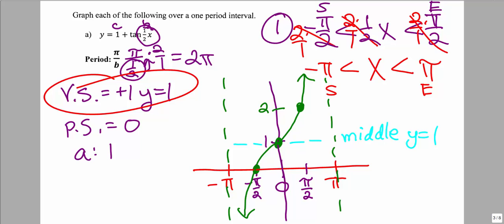So the A represents the distance from the middle of the graph to the first point, and from the middle of the graph to the point on the left. So if our A is something different, then our graph would stretch or shrink vertically according to what the value of A would be.